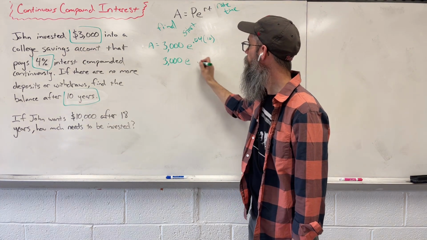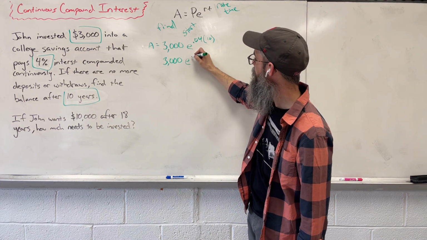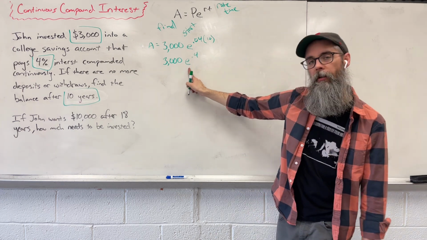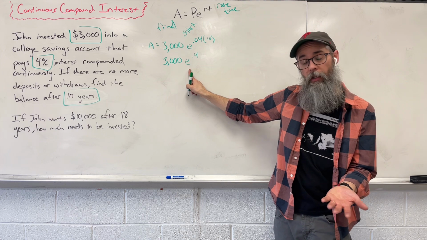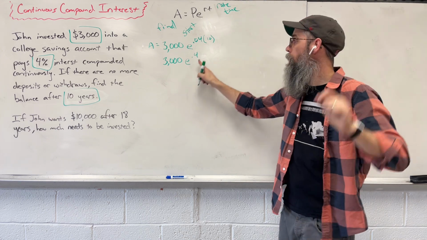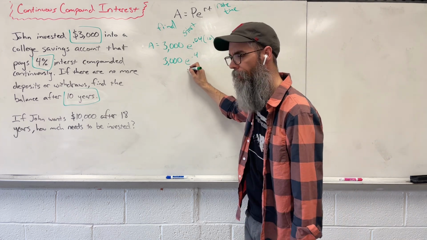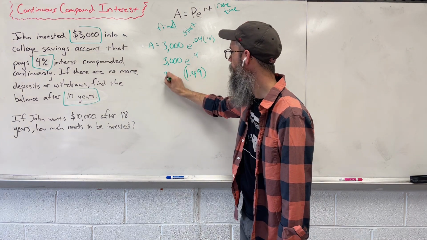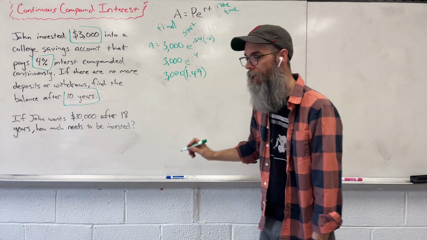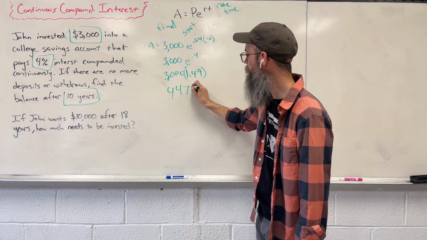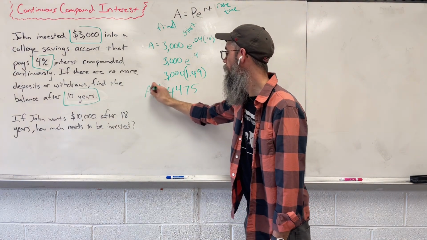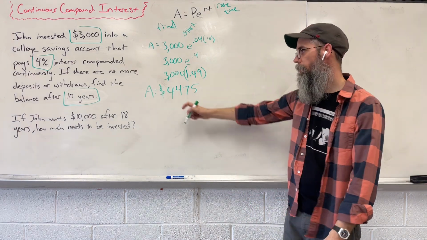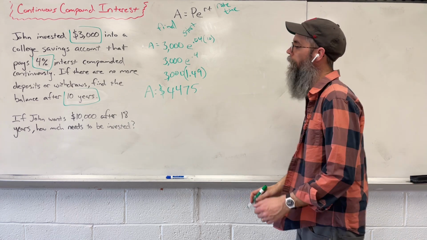We get 3,000 times e to the 0.4 power. On our calculators, you may find an e button. You're going to push that, raise it to an exponent of 0.4, and we're left with 1.49. Multiply that by 3,000, and we end up with 4,475. So after 10 years, starting with $3,000, we get $4,475.